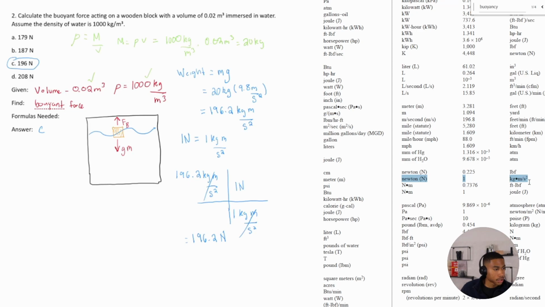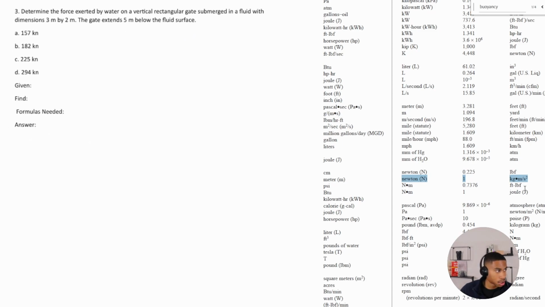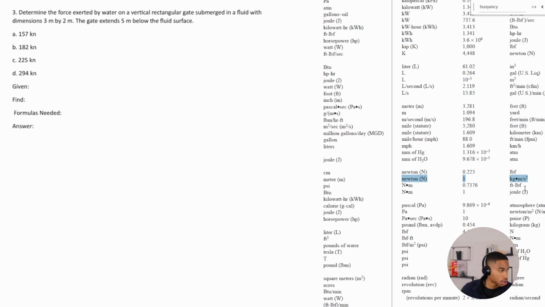All right. Let's look at number 3. All right, this one says, determine the force exerted by water on a vertical rectangular plate submerged in a fluid with dimensions 3 meters by 2 meters. The gate extends 5 meters below the fluid surface.